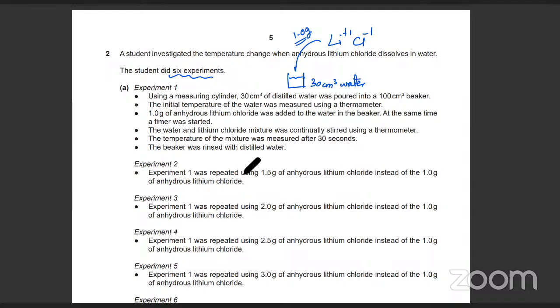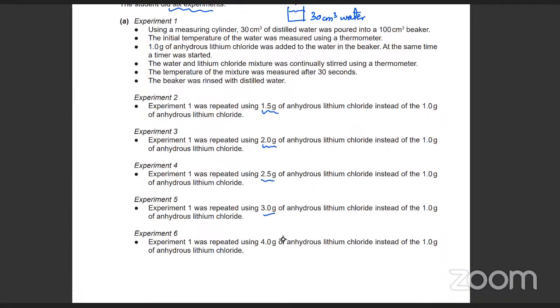So experiment 1 was repeated using 1.5. The first experiment was 1 gram. Now he does it for 1.5 grams. Then he did it for 2 grams instead of the 1 gram, and then for 2.5 grams, then 3 grams. So he keeps on increasing the mass. That's it.